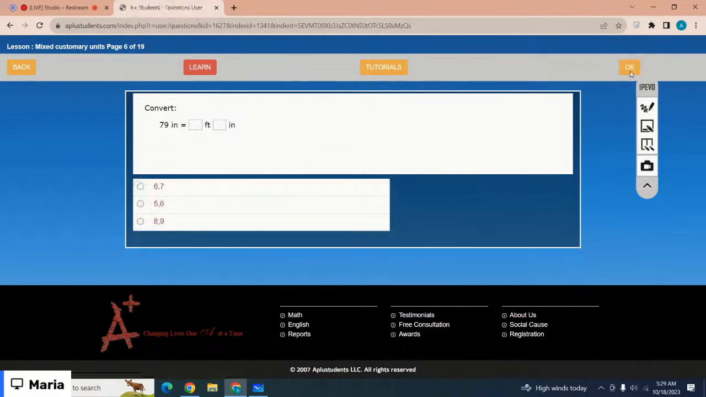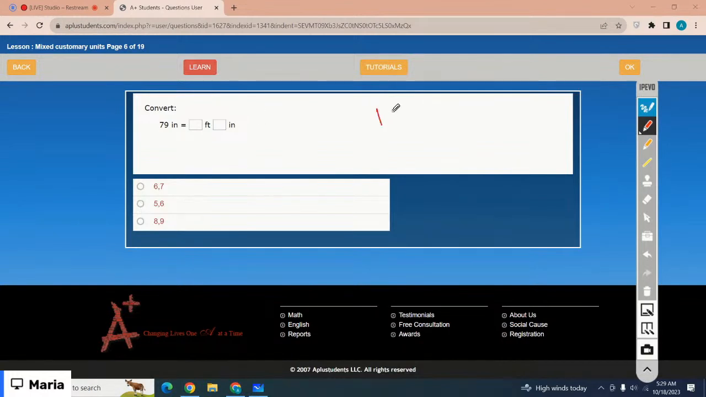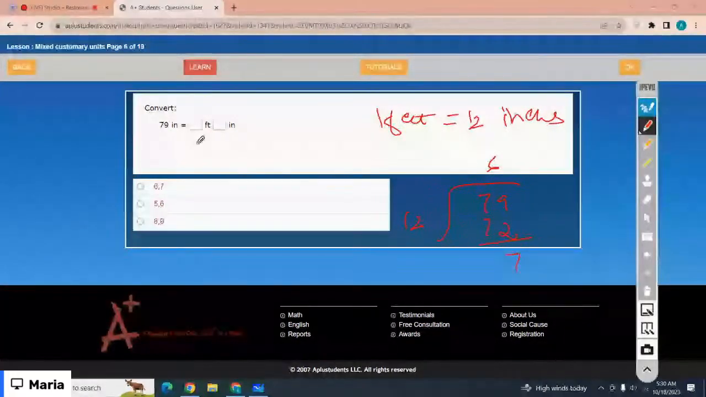Okay, 79 inches. You have to convert from inches to feet. 1 foot equals 12 inches. So divide 79 by 12. 12 times 6 is 72 and you have 7 left. That means you have 6 feet and 7 inches. The correct option is 6 feet and 7 inches.